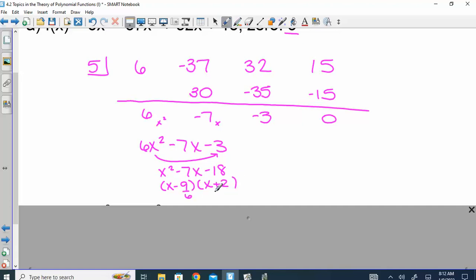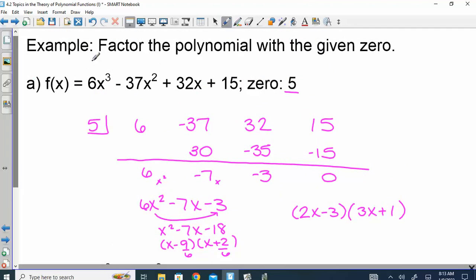Okay, divided by 6. So 9 over 6 reduces to 3 over 2, so 2x minus 3. 2 over 6 is 1/3, so 3x plus 1. Right, we are almost there. My directions say I want the factored form.